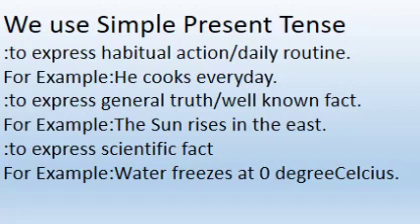So the second use is to express general truth, well-known facts. What do you mean by general truth? General truth means the truth that can't be changed. For example, the sun rises in the east. So this is a general truth or well-known fact because we can't change this truth.